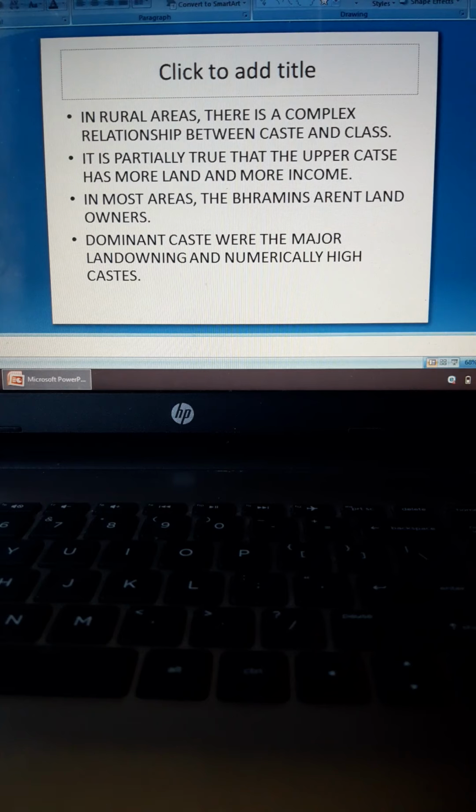In rural areas there is a complex relationship between caste and class. The caste and class relationship is very complex, it is not well defined. It is partially true that the upper caste has more land and more income, however in most areas the Brahmins aren't landowners. As you know, the Brahmins are the topmost caste in the structure of social stratification, and it is believed that upper caste people will have more land, but in many areas and in most places the Brahmins did not own any land. The Kshatriyas and the Vaishyas were more of the landowners.